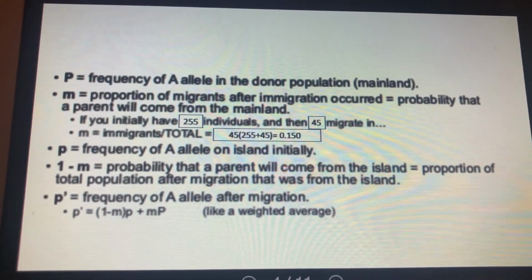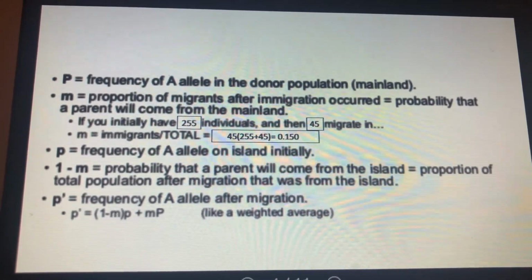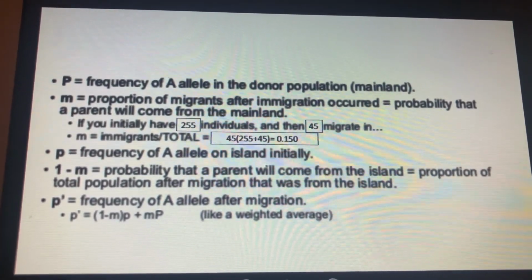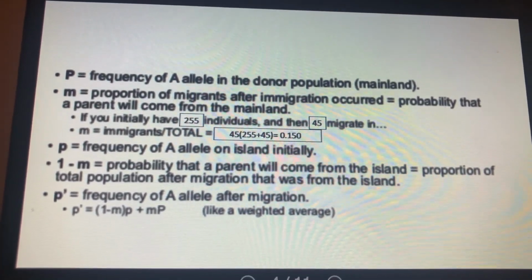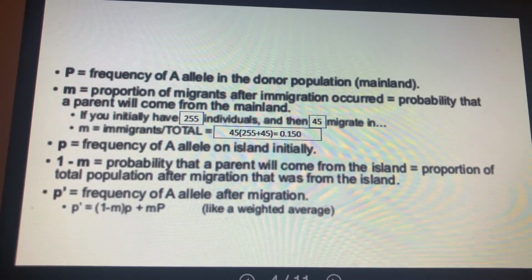So little p is the frequency of the big B allele on the island initially, and then 1 minus M is the probability that the parent will come from the island, which equals the proportion of the total population after migration that was from the island. So P prime is the frequency of the allele after migration.